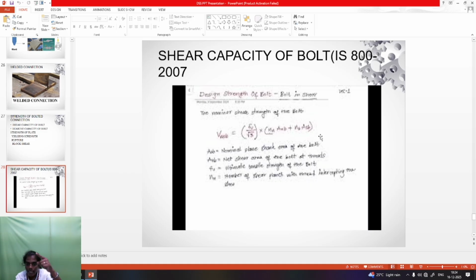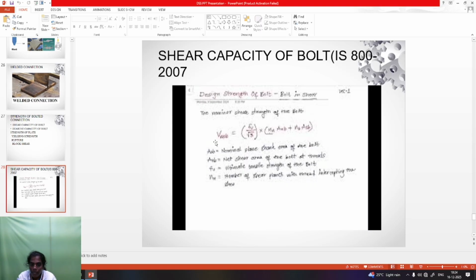So the shank area is the plain area. So totally it is taken as 5 by 4 d square. The thread area portion is only for the threaded part. So we minimize the bolt area by 22 mm. So 100 minus 22 is 78. So 0.78 times 5 by 4 d squared is the shank area. So these are taken for the area consideration.